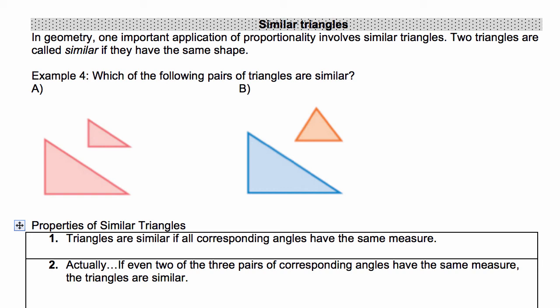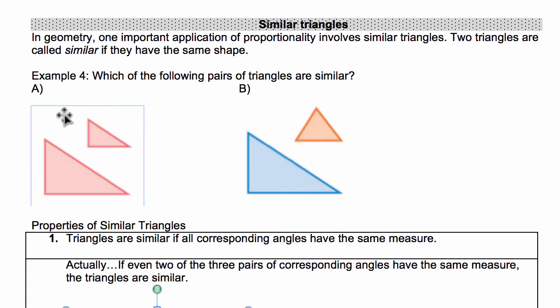In geometry, one important application of proportionality involves similar triangles. Two triangles are called similar if they have the same shape. Example 4. Which of the following pairs of triangles are similar?